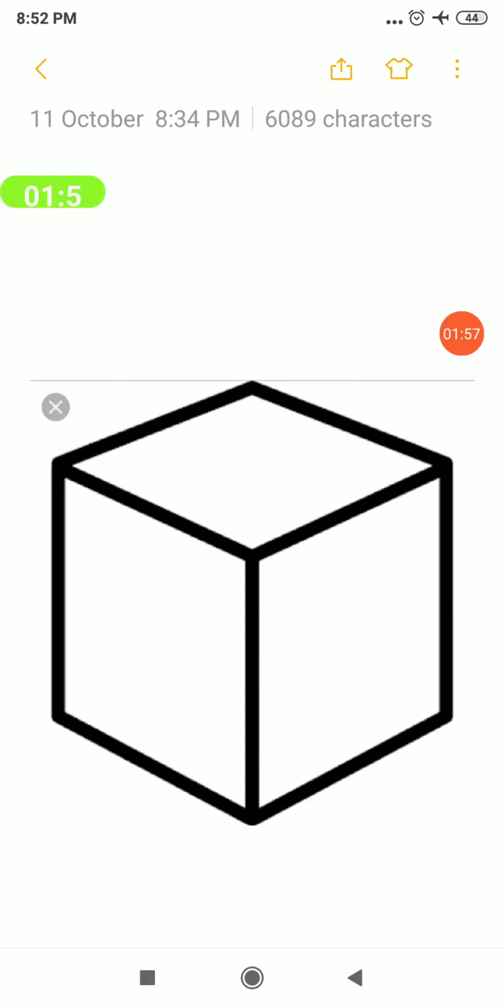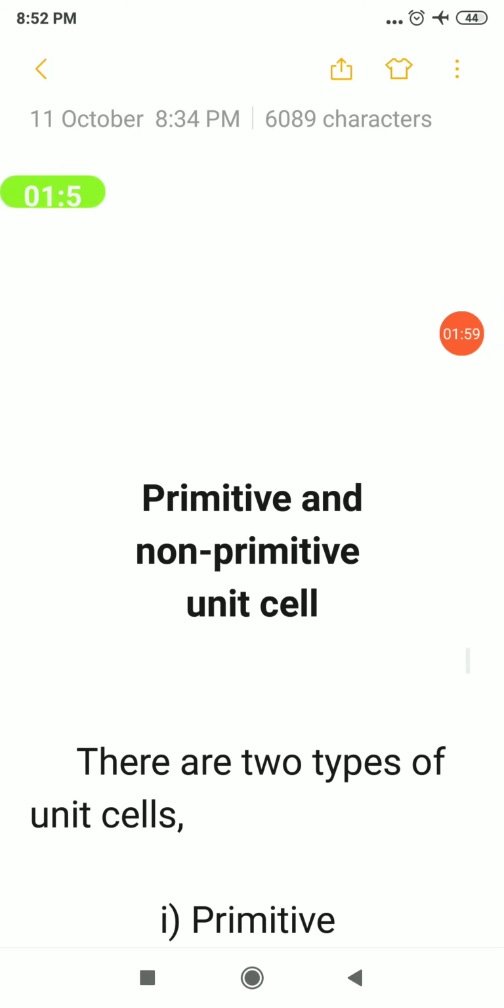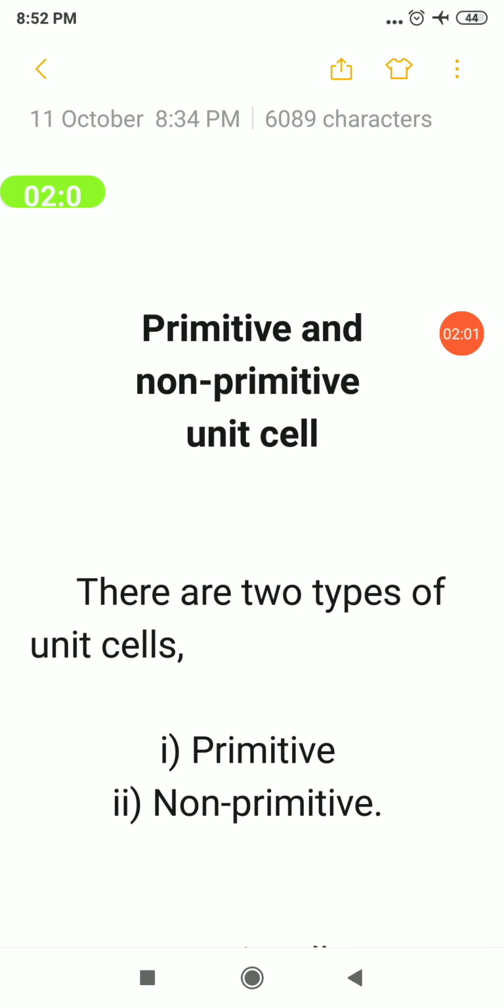Then based on this we are going to see the types of unit cells. We have 2 different types of unit cells. One is the primitive unit cell and the other is the non-primitive unit cell. Now we are going to see what primitive unit cells and non-primitive unit cells are.